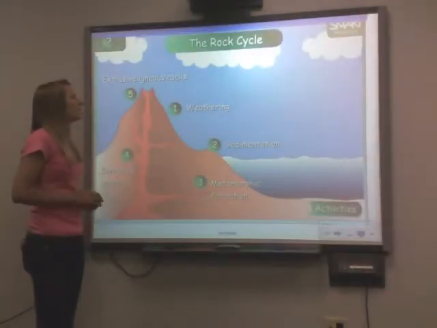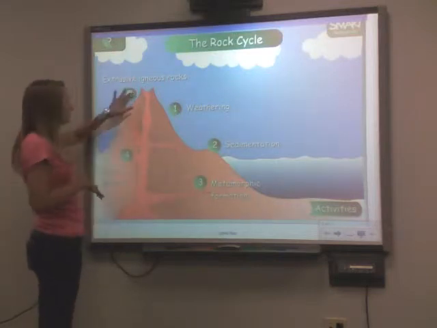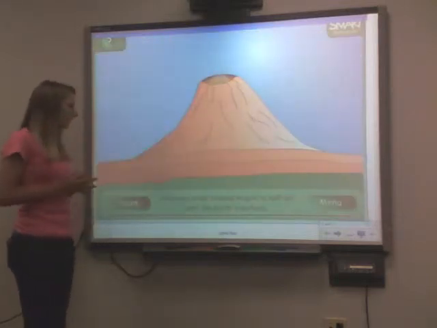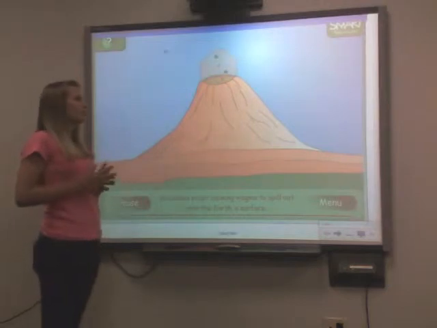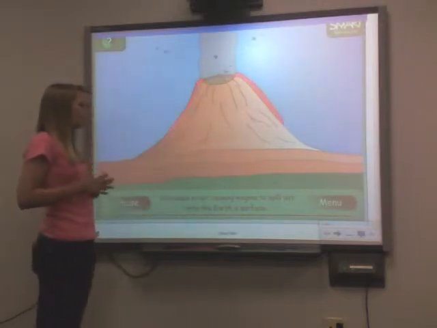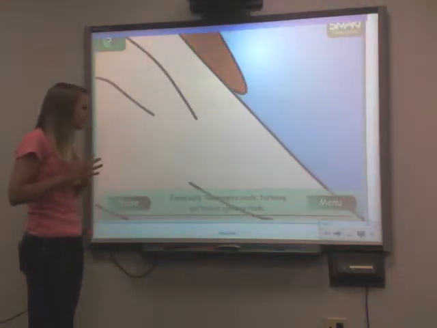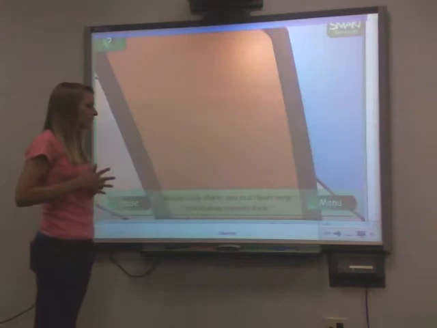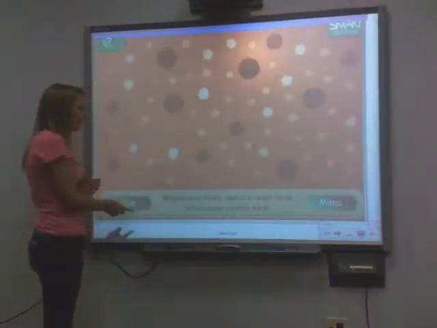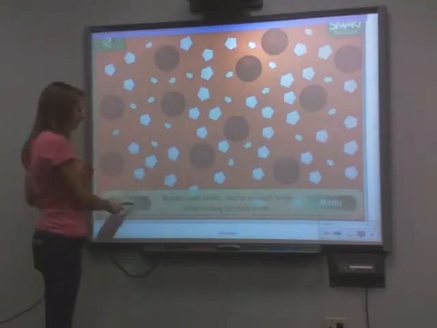So the last part of our lesson, we're going to be learning about extrusive igneous rocks. This demonstration is showing us that volcanoes erupt, causing magma to spill out onto the Earth's surface. Eventually, the magma cools, forming extrusive igneous rocks. Magma cools slowly, and as a result, large interlocking crystals form.